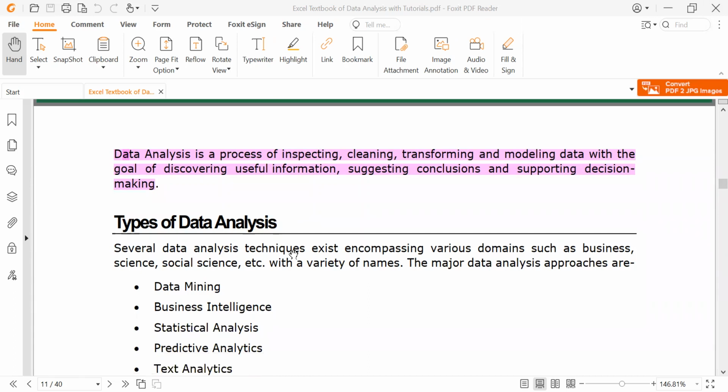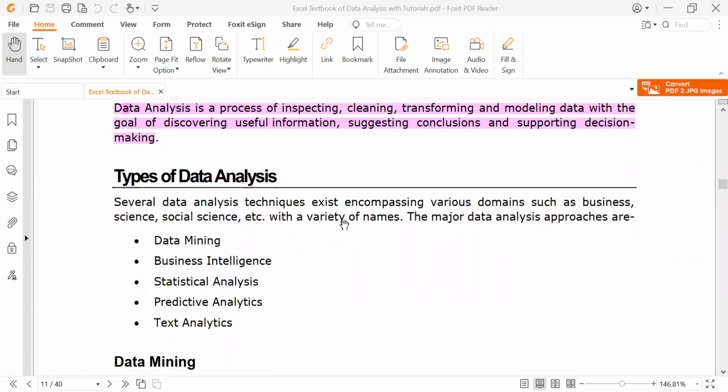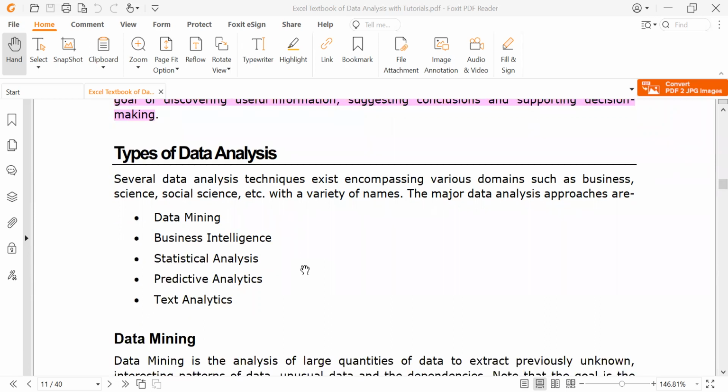So we have types of data analysis. There are several analysis techniques that we can use, such as those in business, science, social science, and healthcare. The major data analysis approaches are data mining, business intelligence, statistical analysis, predictive analysis, and text analysis. For your purpose, learning Excel for business management, we may be talking about business intelligence here.